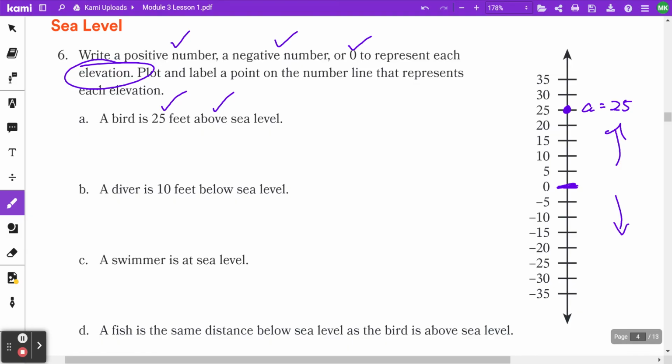A diver is 10 feet below sea level. Well, 10 feet below, that's going to be below that 0. At 10 feet is there. Okay, so that's part B, and that's a -10. Now the swimmer, so I guess maybe they want you to put the bird in there. Label it bird. Label this diver. That's fine. What's my spelling in there? Diver. And the swimmer's at sea level. So here's that swimmer.